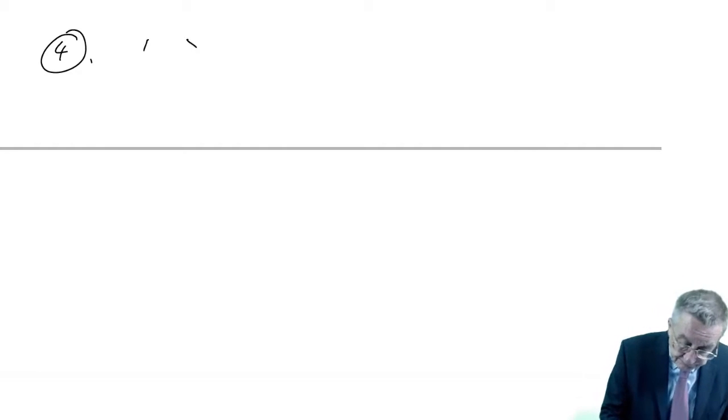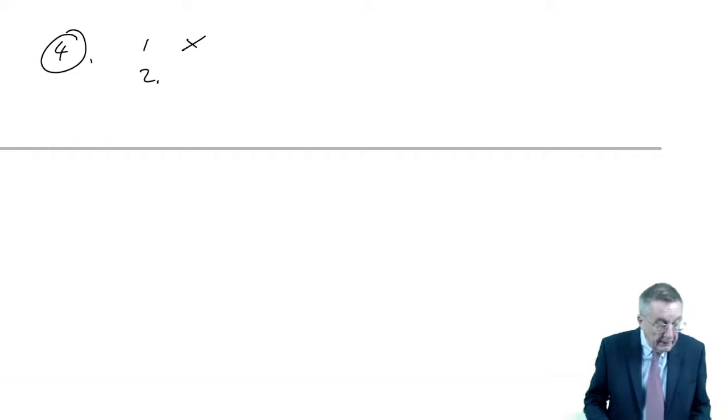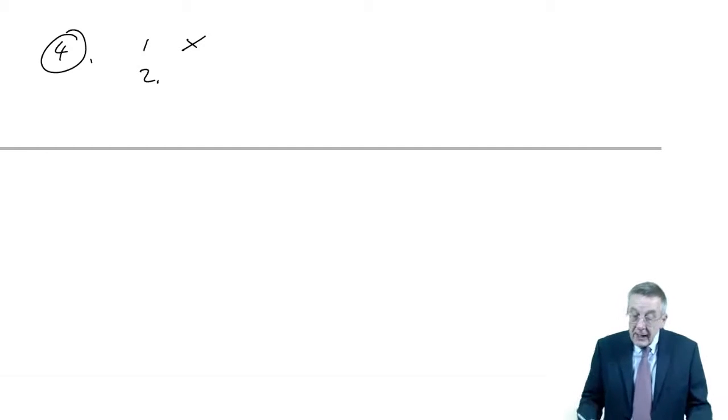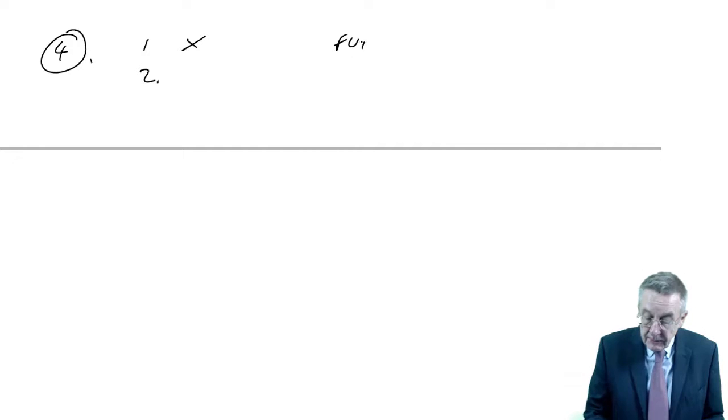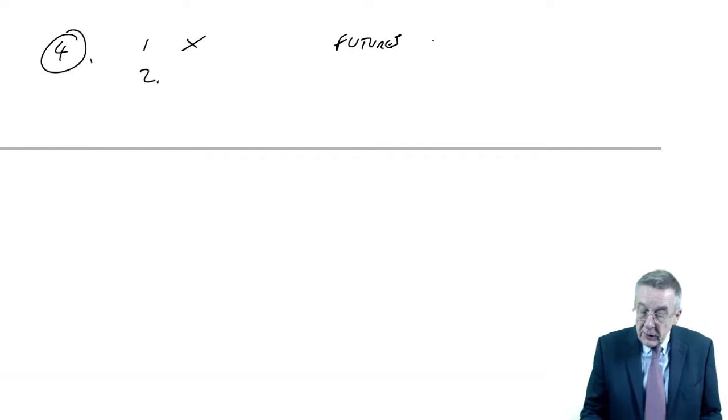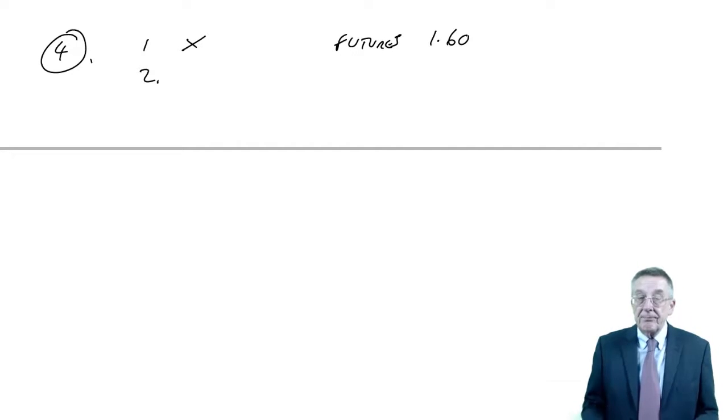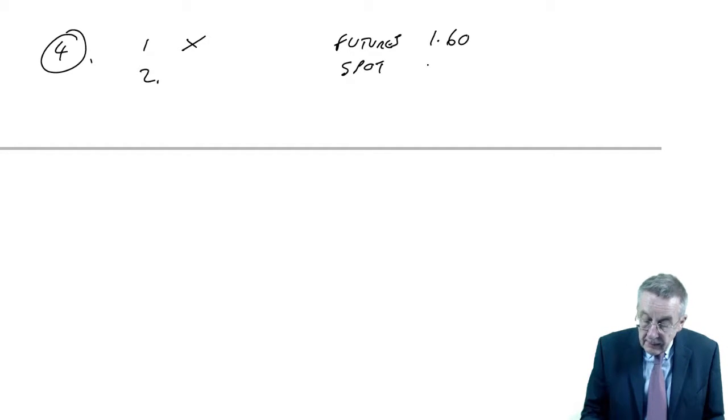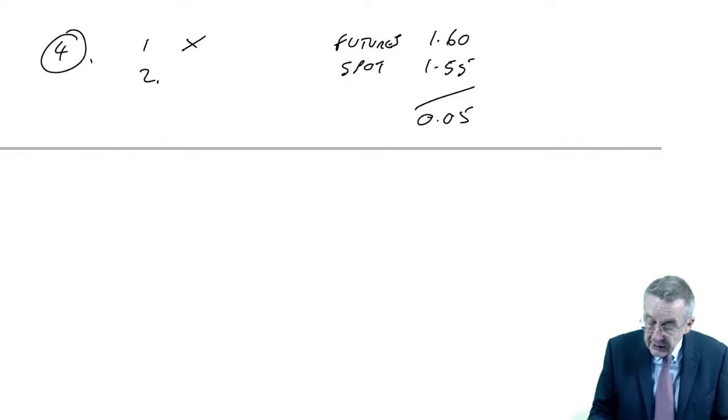So it's not one. What about two? It's the possibility that movements in the futures price and spot price will be different. Yes. You see, you may have a futures price, I'm not giving a full lecture on this, but the futures may be $1.6 to the euro or something. The spot rate might be 1.55. So they're different by 0.05.